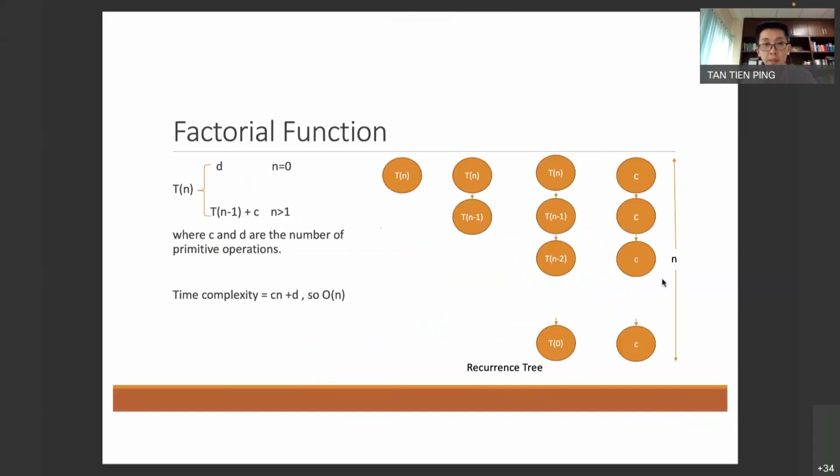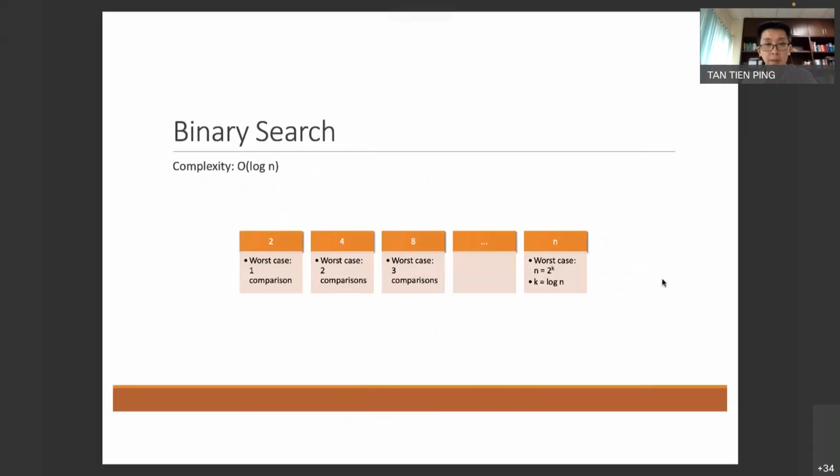So let's look at another example, another problem, another algorithm. Now we have binary search. You already know how it works, right? So you have an array, still remember, 1 2 3 4 5 6.